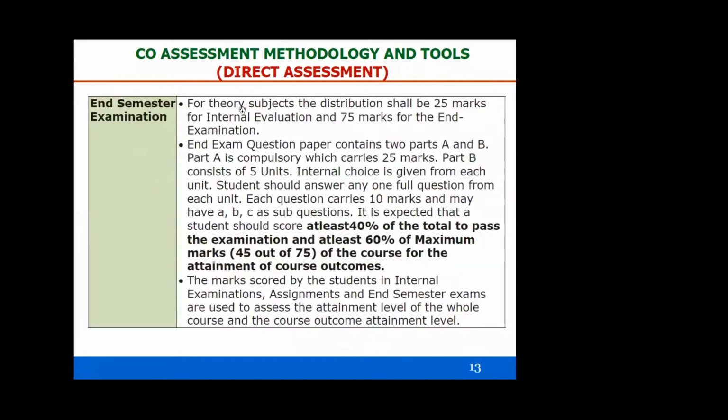Then the end semester examination, as per your autonomous college regulations or university regulations. External examinations will be conducted for theory courses. Then how many marks are allocated? What is the question paper pattern? What is the minimum passing score, etc.? All we have to list here. Why? Because for the end exam also we have to fix target levels.